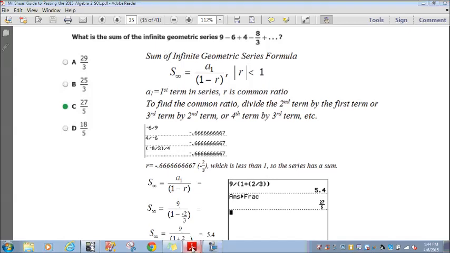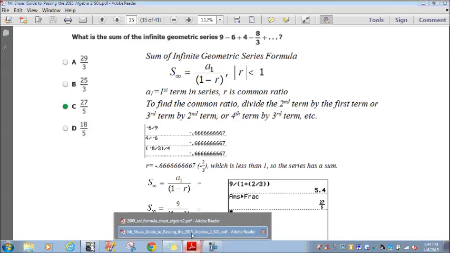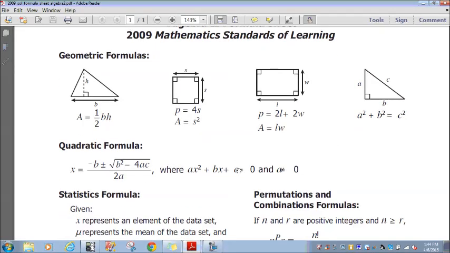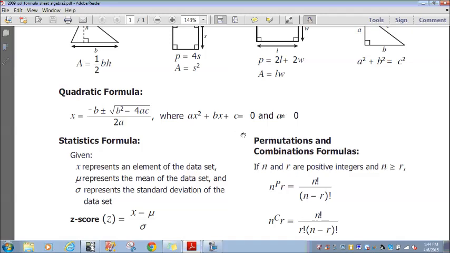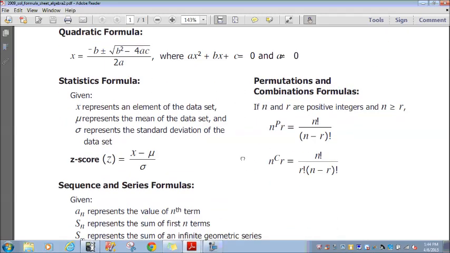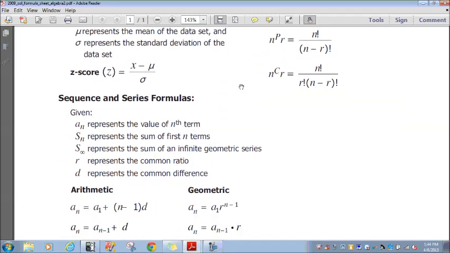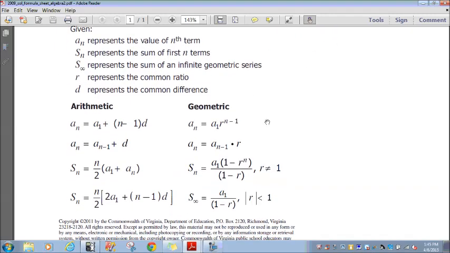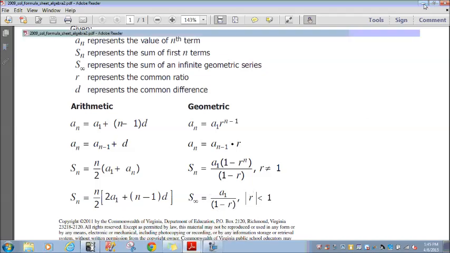Now, if we look at our Algebra 2 formula sheet, which I just happen to have handy here, if you're taking this test online, you're going to have a pull-down menu for the formula sheet. If you're taking the paper test, you'll have a paper formula sheet. Okay, so the sum of an infinite geometric series is this formula right here, which I copied. So let's go back here.